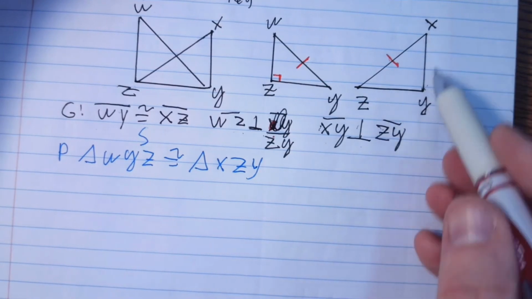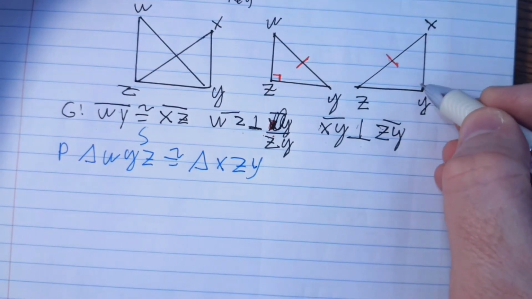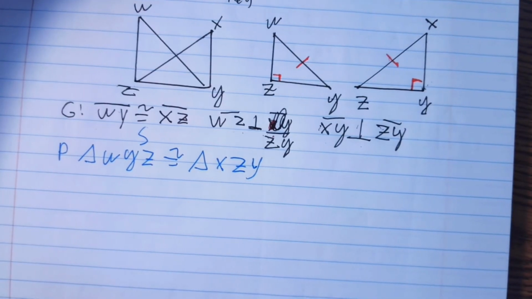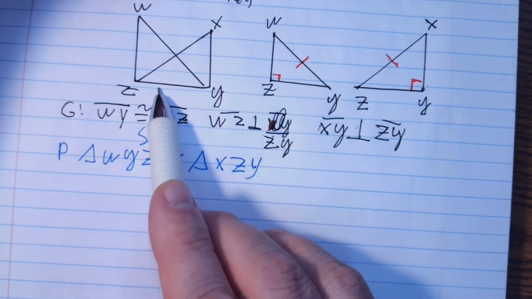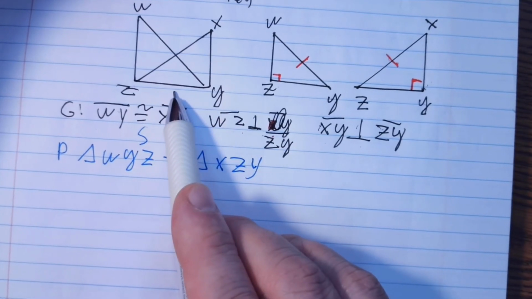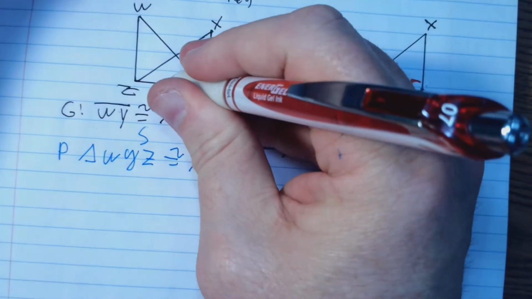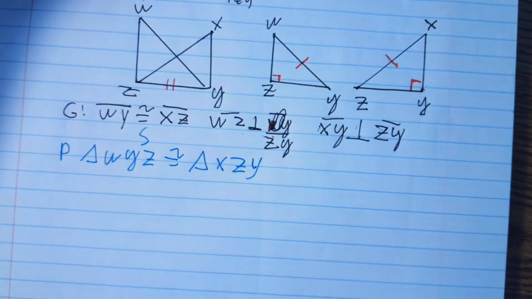XY is perpendicular to ZY. So that means this is going to be a right angle. Okay, and here's the last thing. They're touching each other, aren't they? So it looks to me like if they're touching each other, I can prove that this is equal to itself, yes?